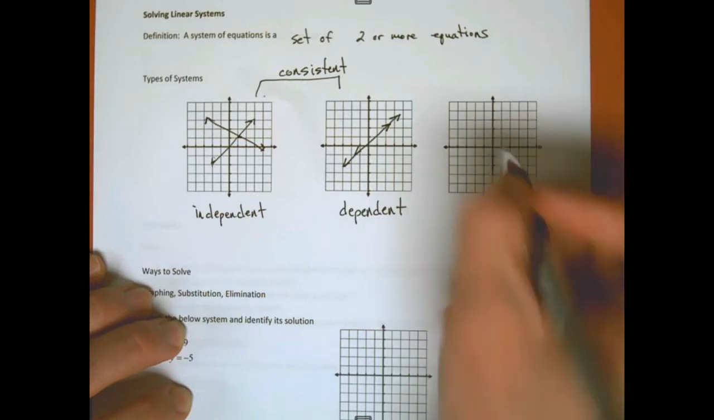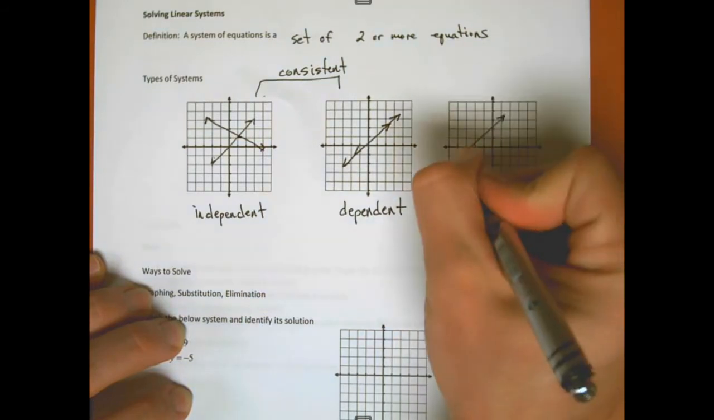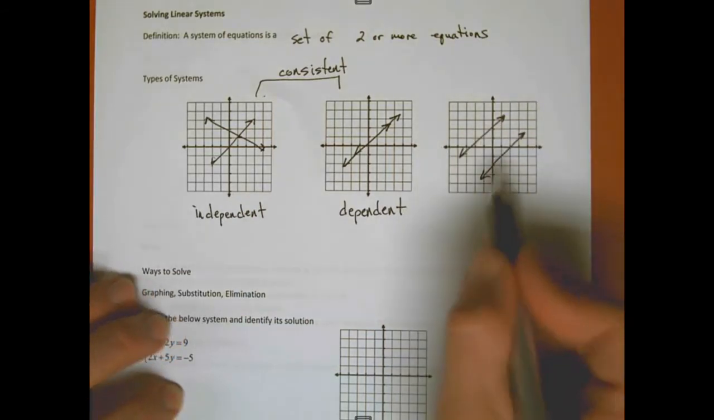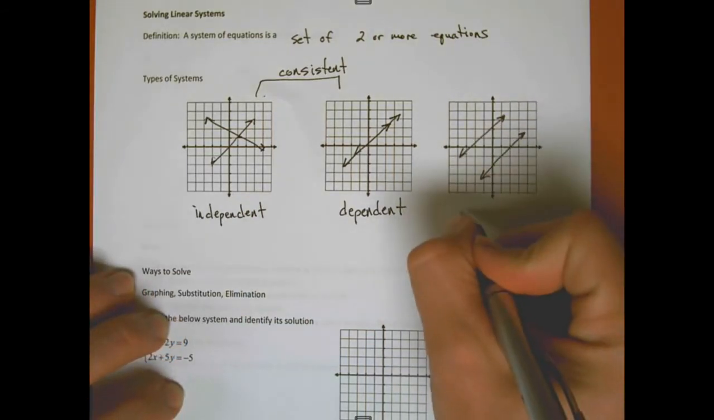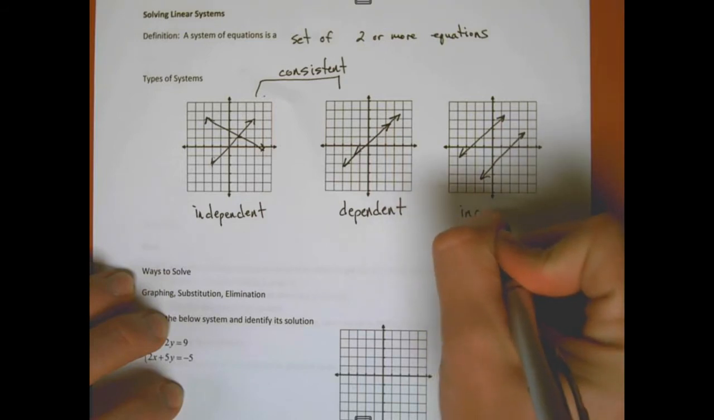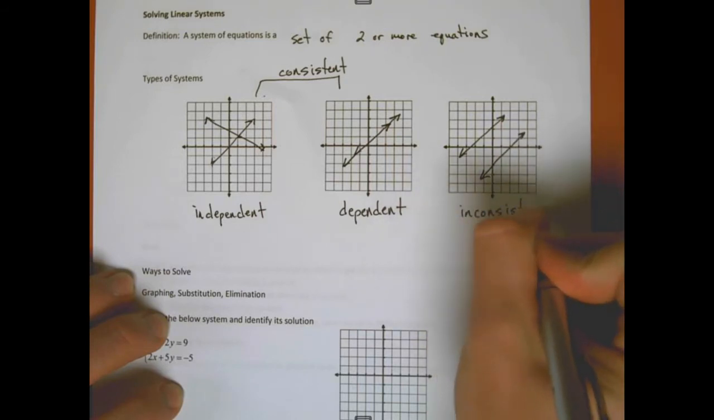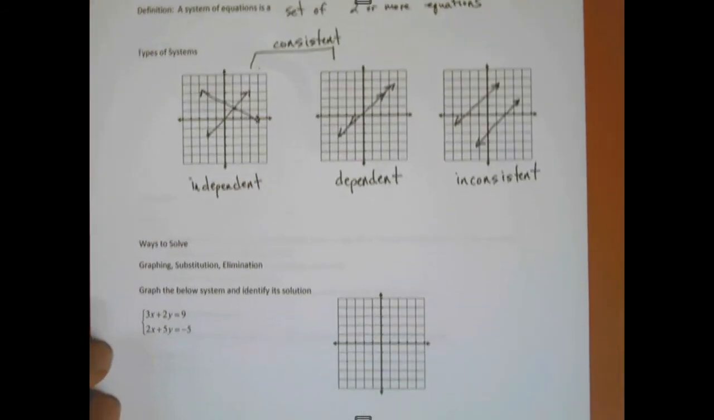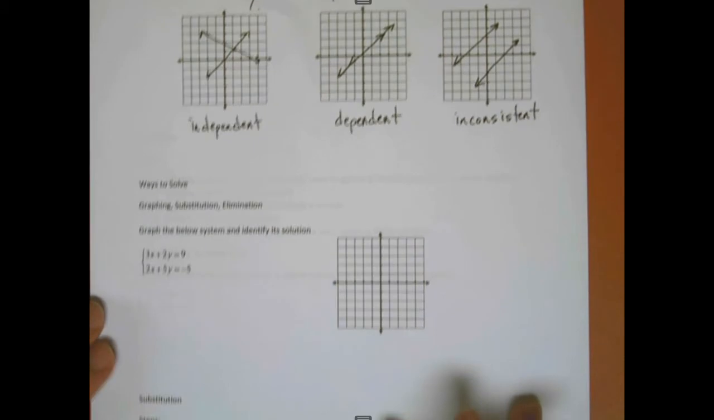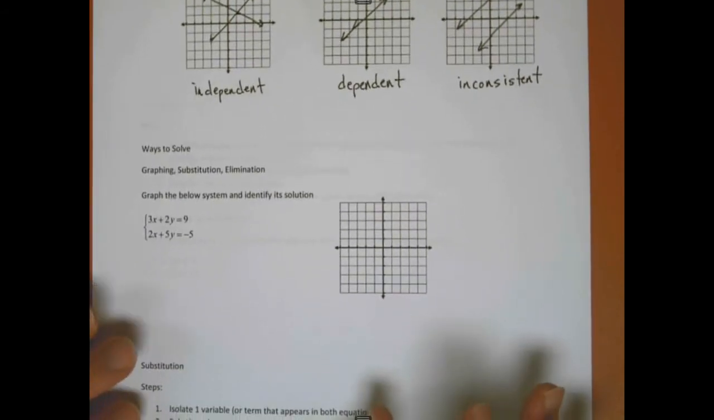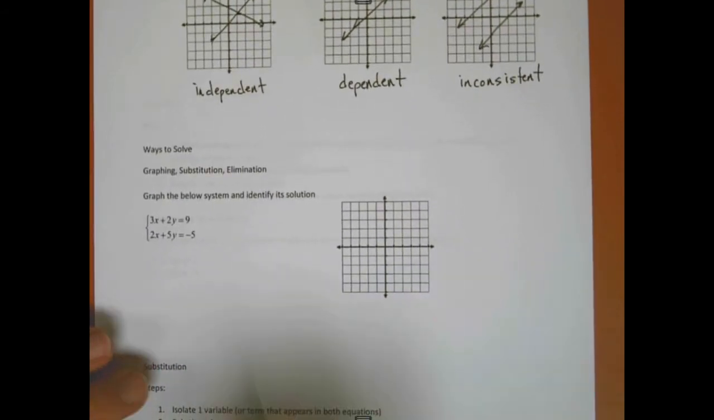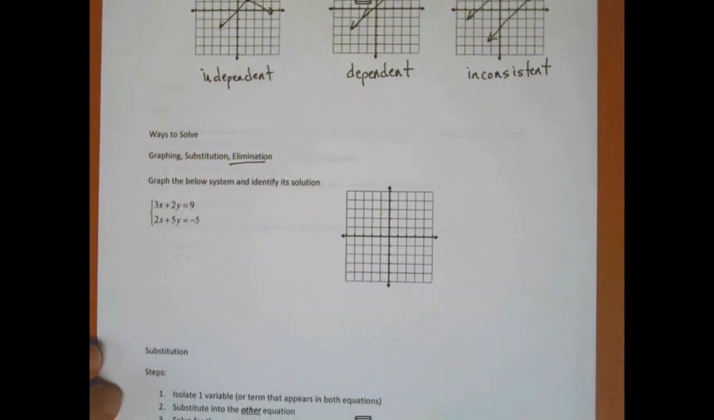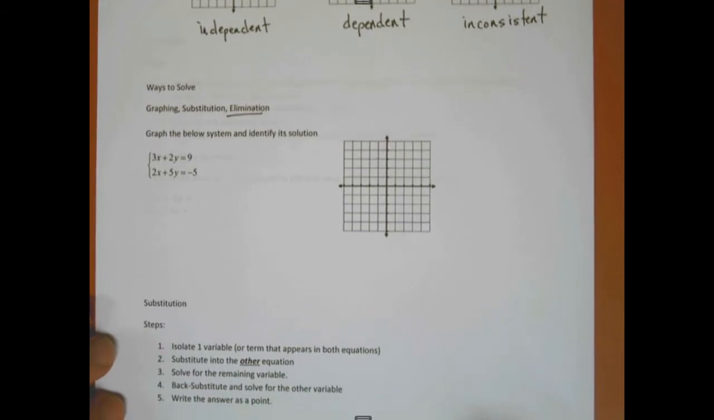And then there's an inconsistent system, which I will draw, maybe not perfectly, but imagine these two lines being parallel, and this is inconsistent, where there is no solution. The ways to solve this include graphing, substitution, and elimination. The most popular one is probably elimination, but we'll look at graphing and substitution as well.